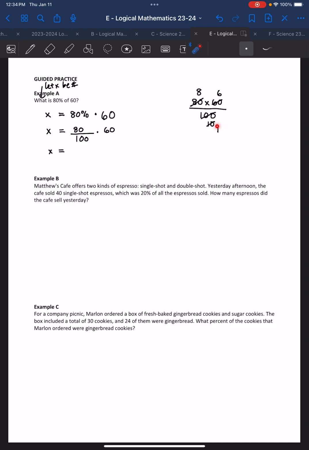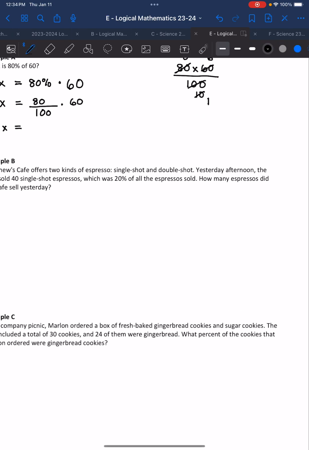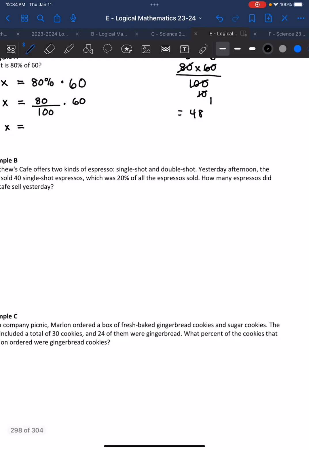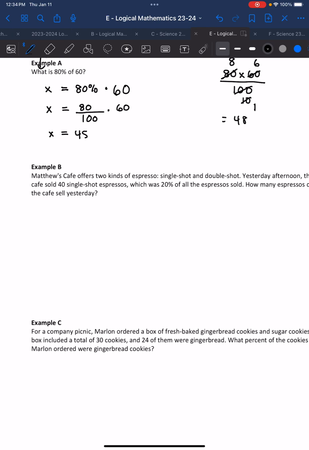Once we have 1 in the denominator, we know we're kind of done with the denominator. We don't have to worry about it. So we get 8 times 6 is 48, and 48 divided by 1 is 48. So we get 48, and we put that into the equation over here. X equals 48, okay?